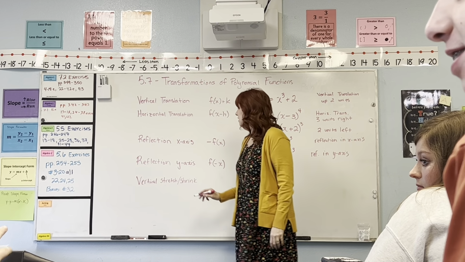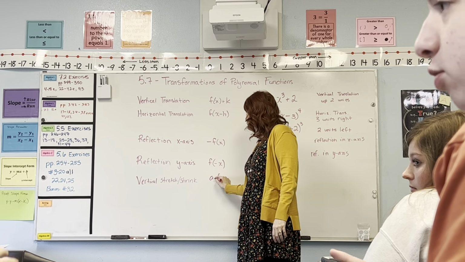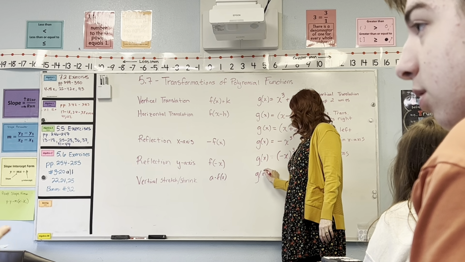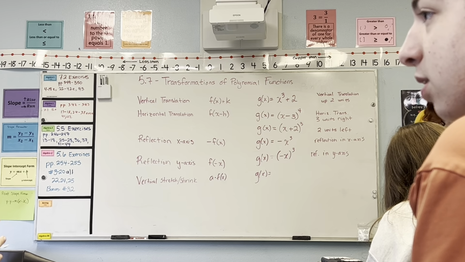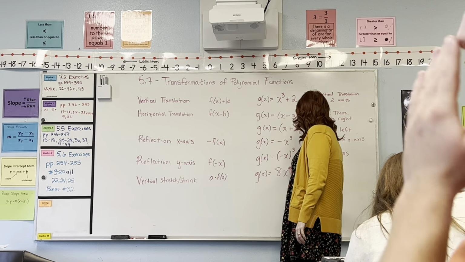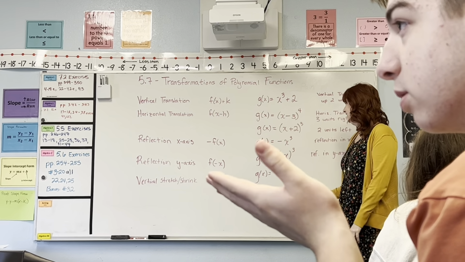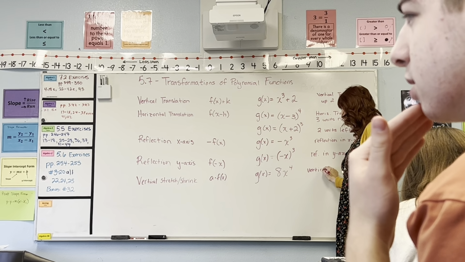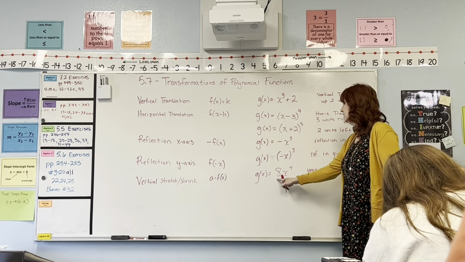Vertical stretch or shrink: you have a number multiplied times your function. So a times f of x, so g of x might be 8x to the fourth, or to the third, or whatever. Oh wait, this is a vertical stretch by a factor of 8.